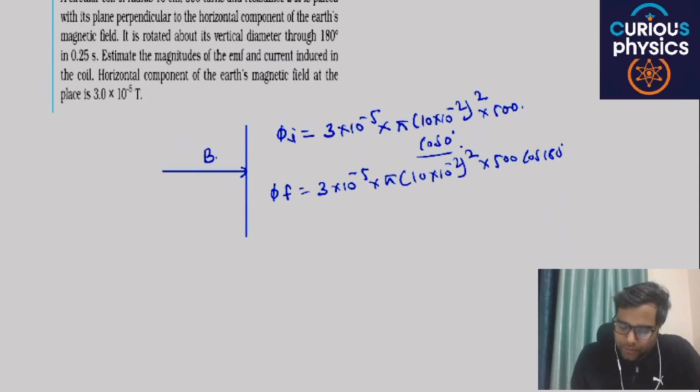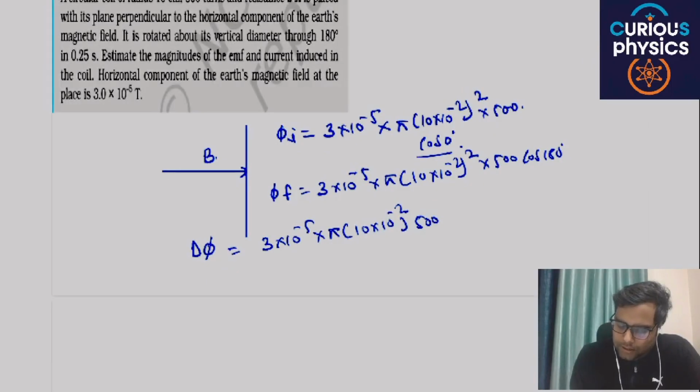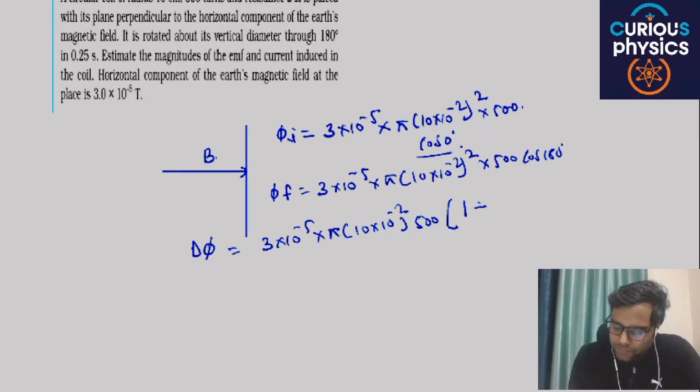So the change in magnetic flux will come out to be: 3 into 10 raised to power minus 5, pi is common, 10 into 10 raised to power minus 2 is common, and 500 is also common. And now, cos of 0 is 1, cos of 180 is minus 1, so the difference is 2.